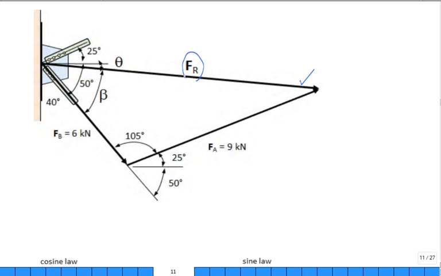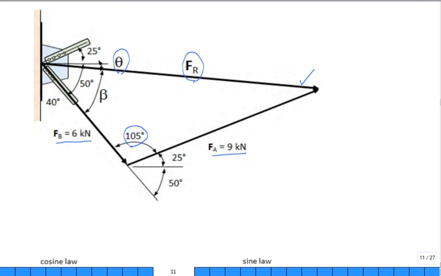The length of the side is unknown, F_R, the unknown angle, the length of this side 6 kilonewton, the length of this side 9, and we really want to find this interior angle. Well, it's shown to be 105. How did we deduce that?